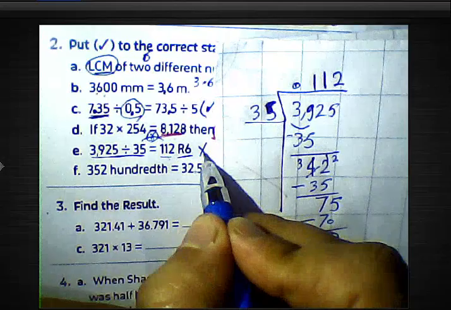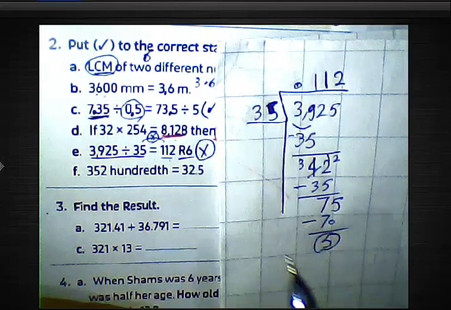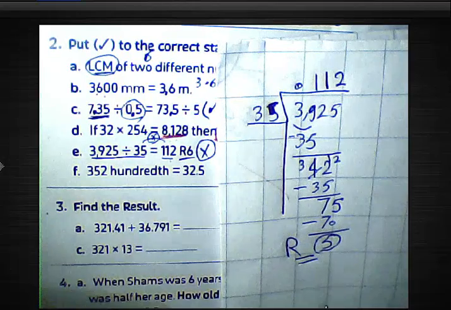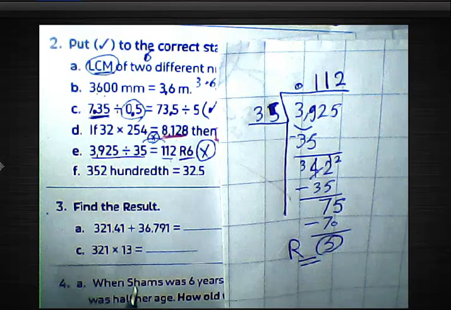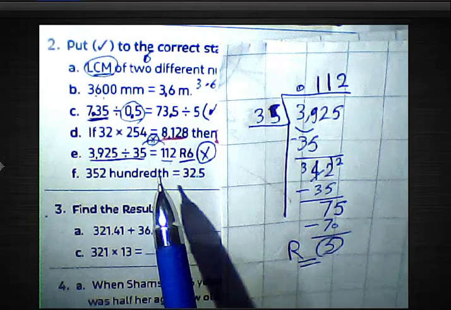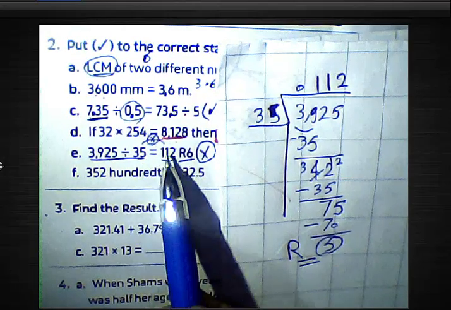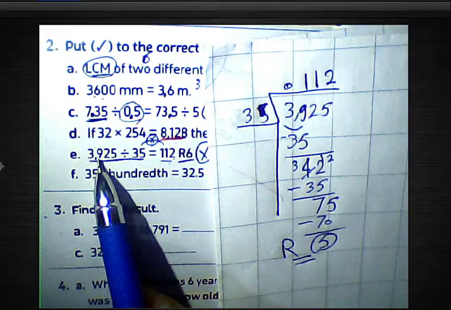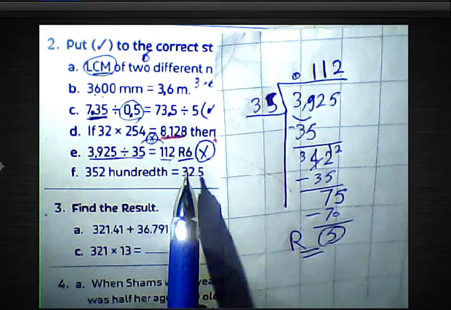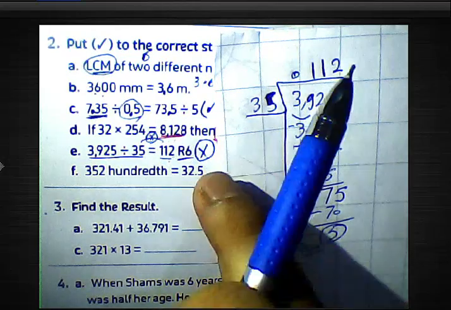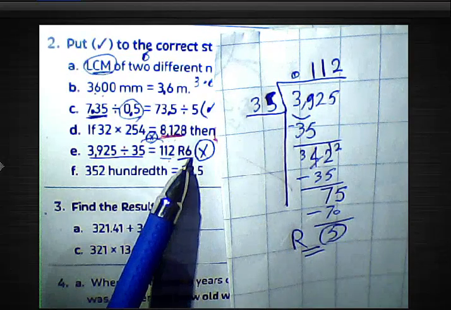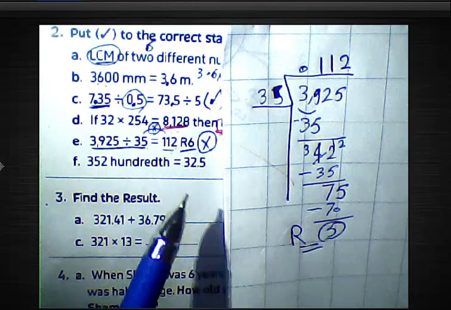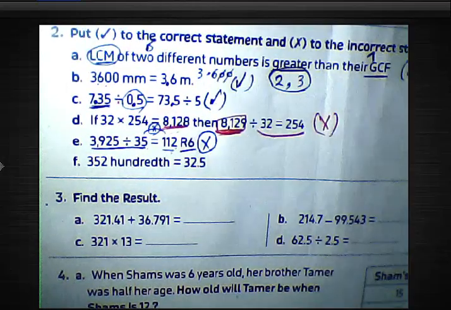So it will be false because it says the remainder is 6. No, the remainder will be 5. So we must put false here. Okay, you can solve this example another way, by multiplying 112 by 35, and subtracting the result from 3925. If the result is 6, it will be true, but here the remainder is 5, not 6. So we must put false here.